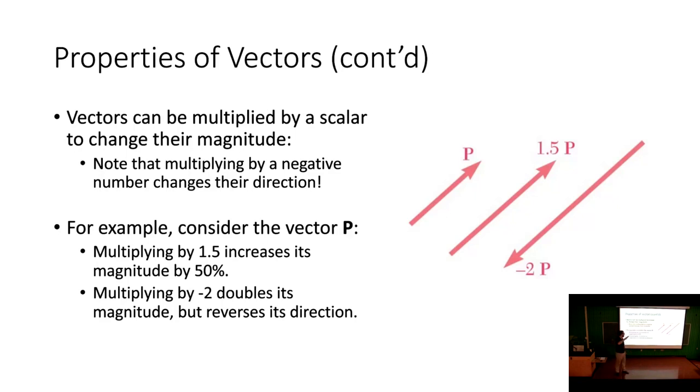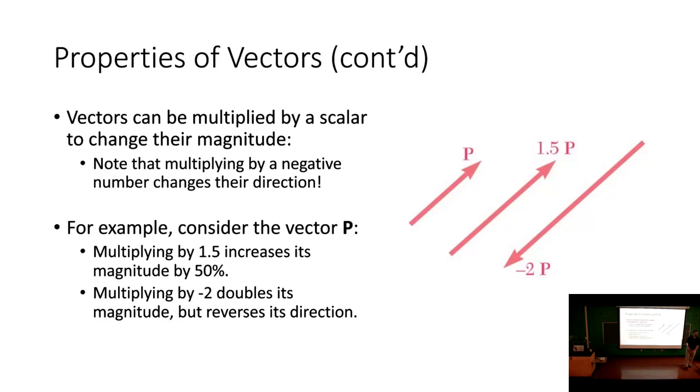In other words, if the line of action of the force was like this, a scalar isn't going to change that. All a scalar is going to do is either say it's pointing this way, or if it's negative, it's pointing in the opposite direction. Okay? So far, so good? So, for example, if I have this vector P, and I multiply it by 1.5, so the scalar is 1.5, what I'm doing is taking this vector and increasing its magnitude by 50%, or multiplying it by 1.5. But again, I'm not changing its direction.